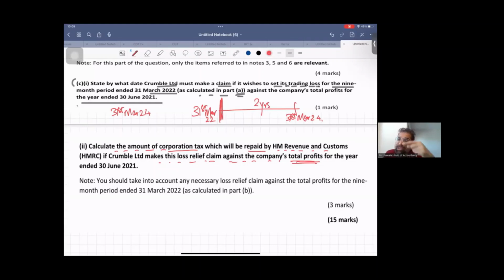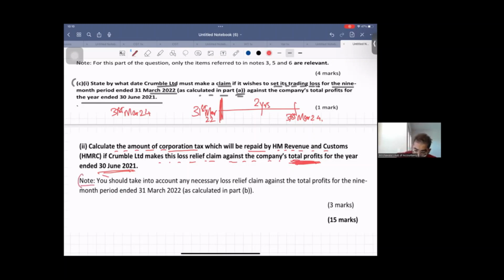Current year total profits first and then 12 months back. Total profits, not TTP, total profits. So they are saying how much relief we'll get in last 12 months, in the year ended 30th June 21. Only for last 12 months.